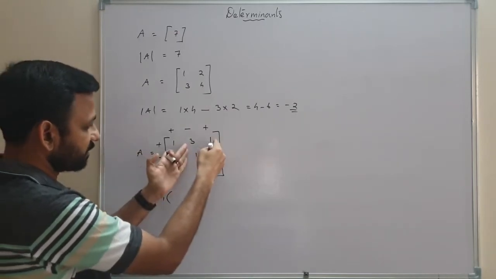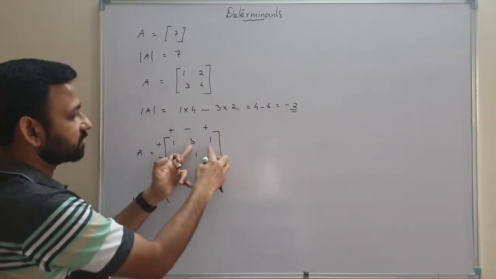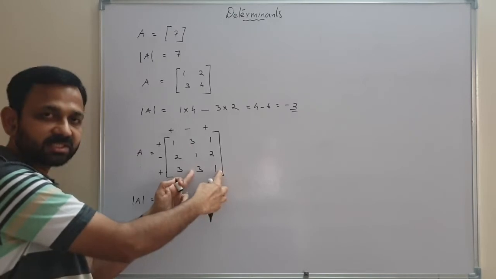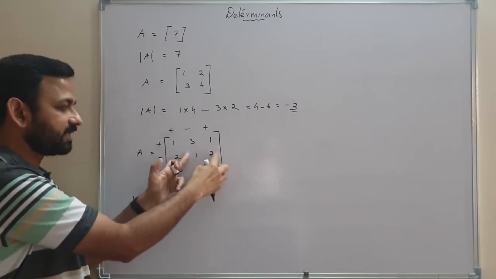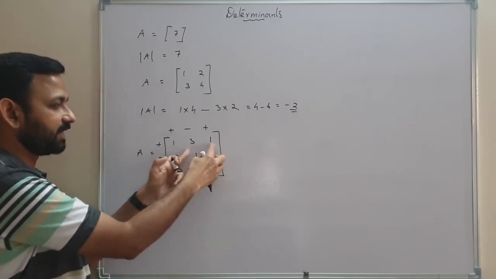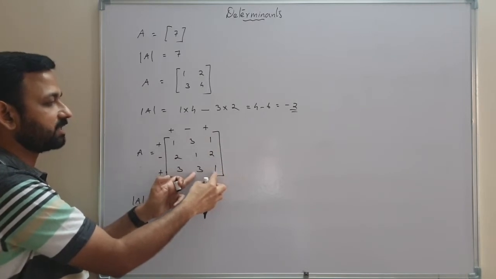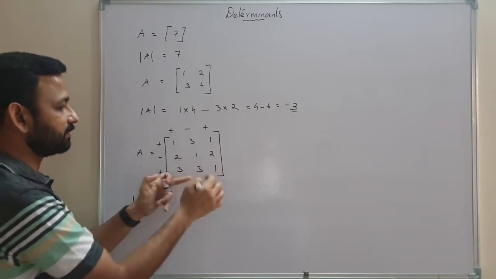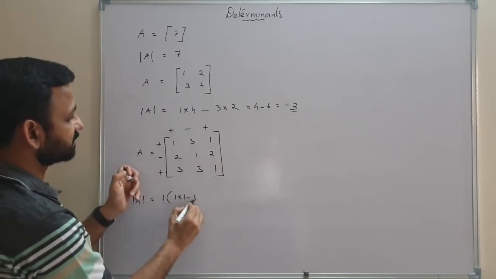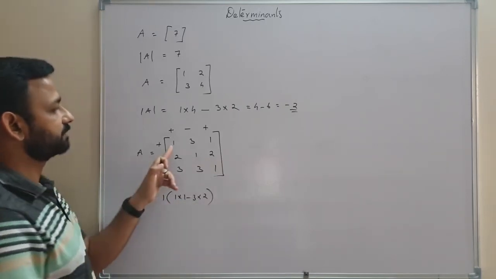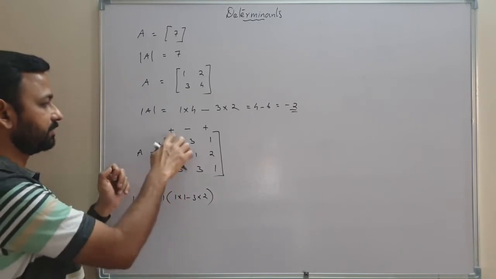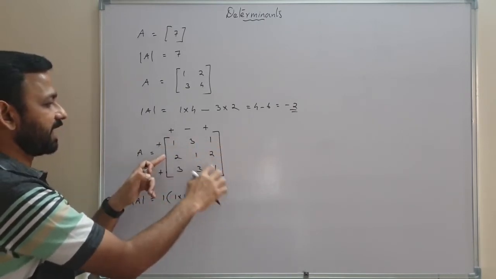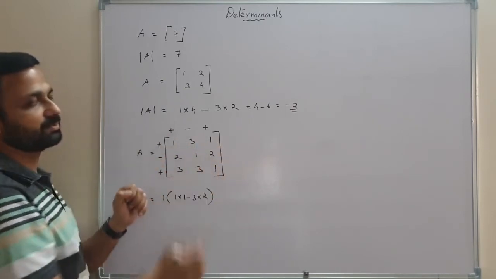So the remaining part is 1, 2, 3, 1. Take it as a matrix 1, 2, 3, 1 and find its determinant. This is a square matrix of order 2. So when we find a determinant, it is 1 into 1 minus 3 into 2, the diagonal-wise product.